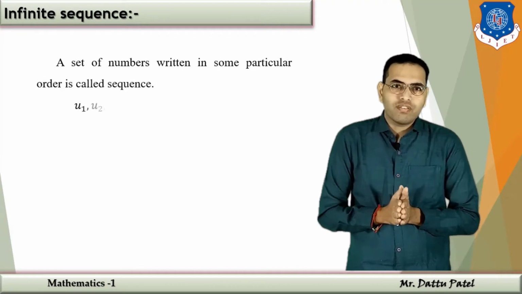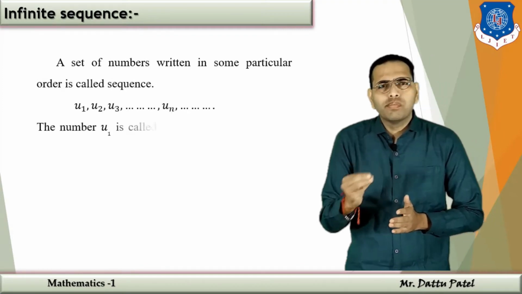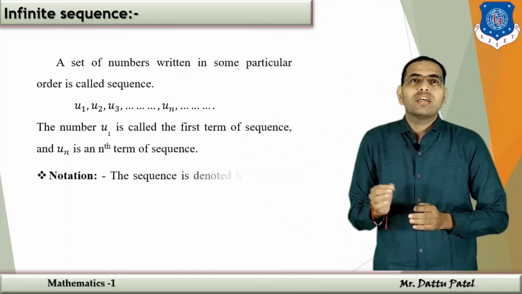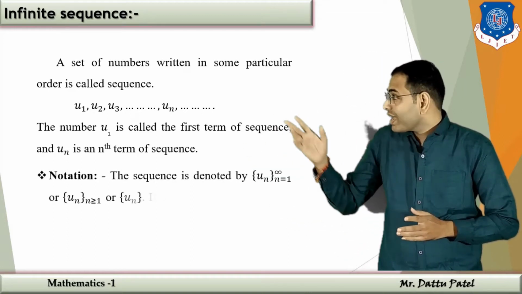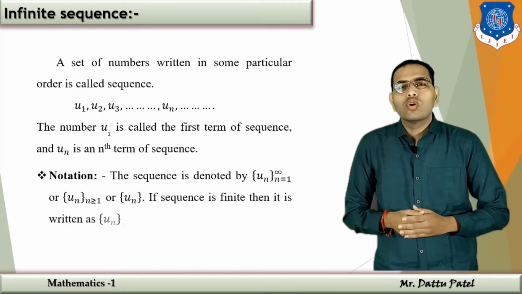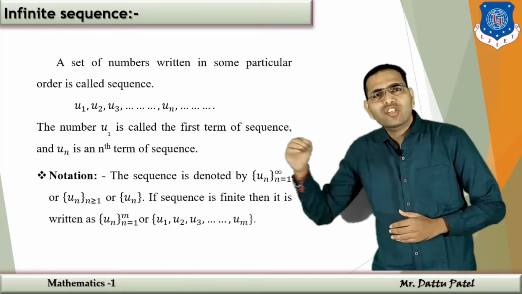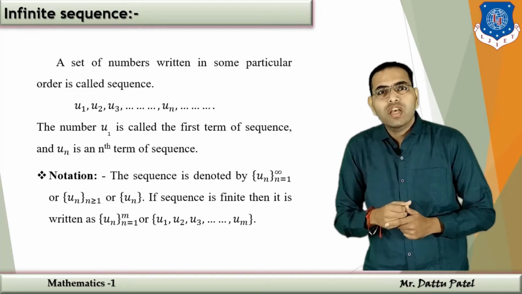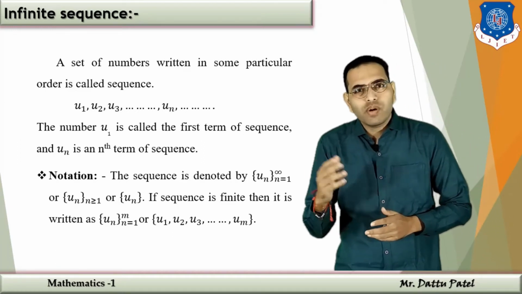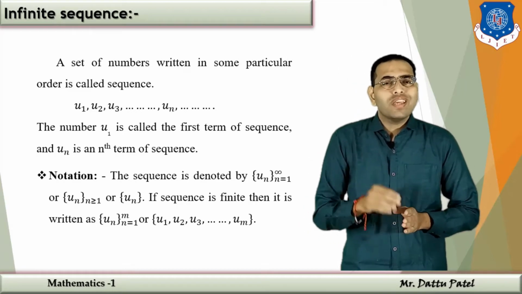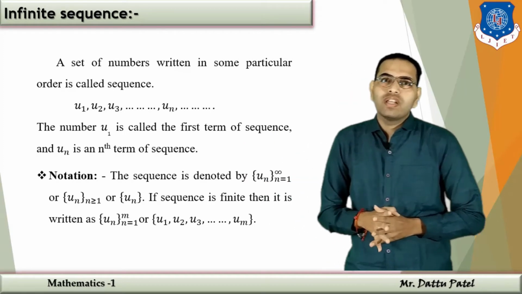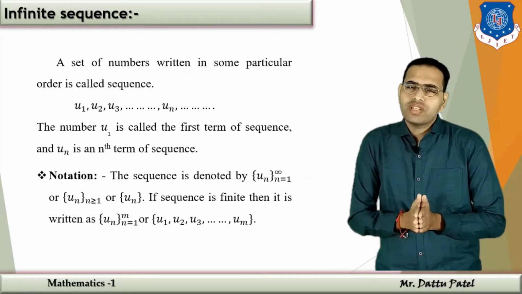What is an infinite sequence? A set of numbers in a particular order is called an infinite sequence. Here, like u1, u2, u3 up to un and so on, where u1 indicates the first term of the sequence, u2 indicates the second term of the sequence, and in general un indicates the nth term of the sequence. Now let's see the notation of the sequence.